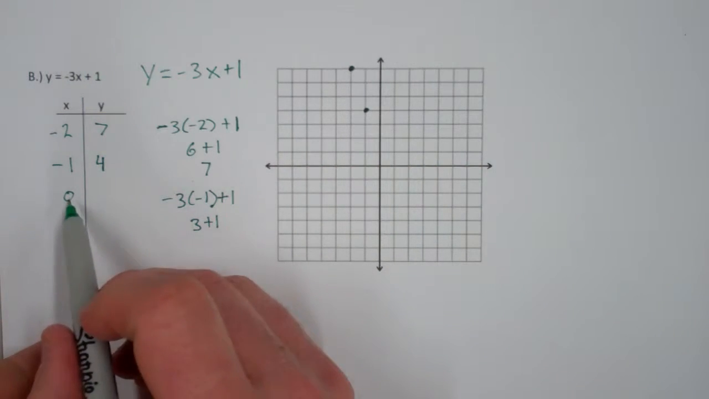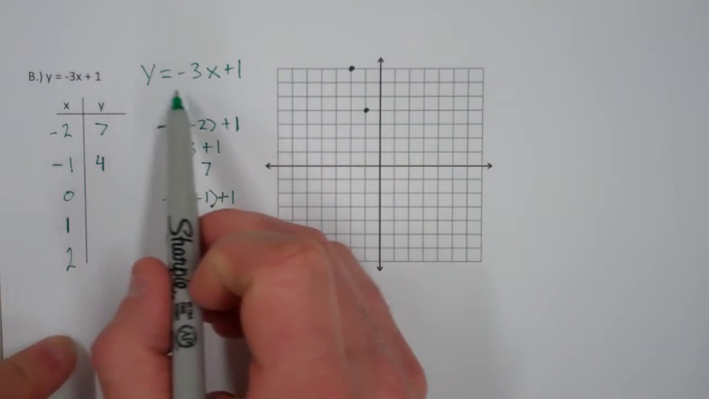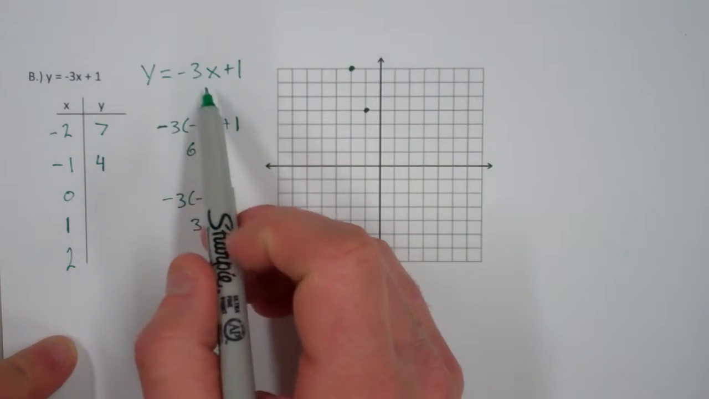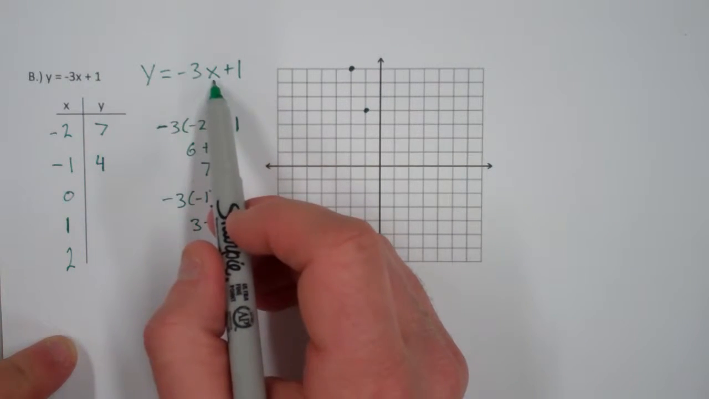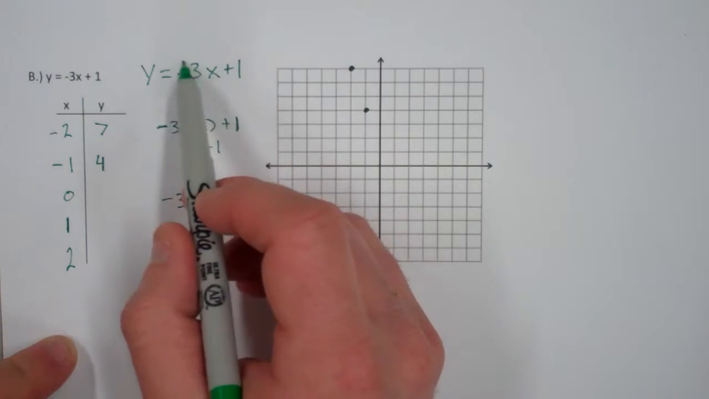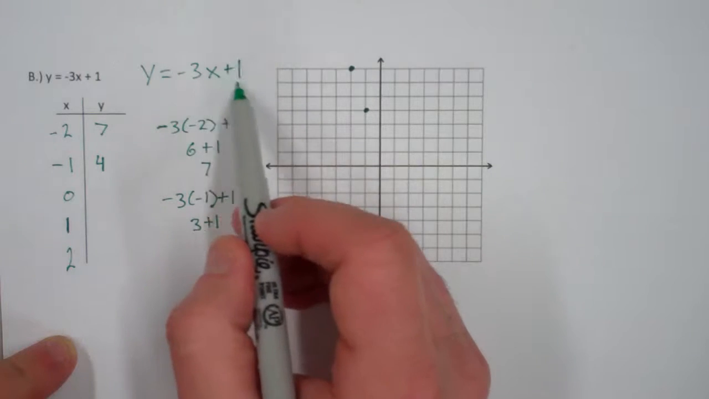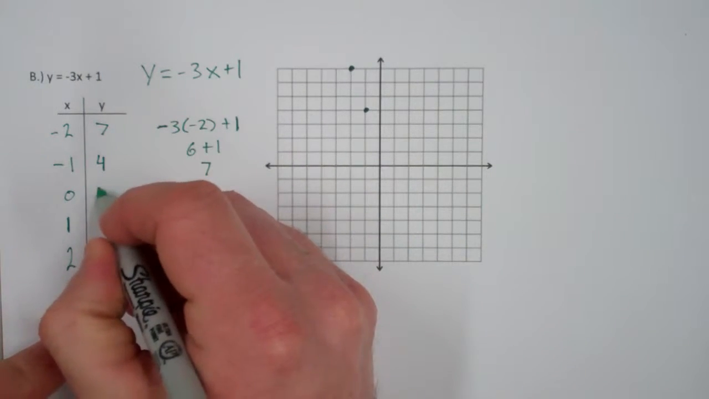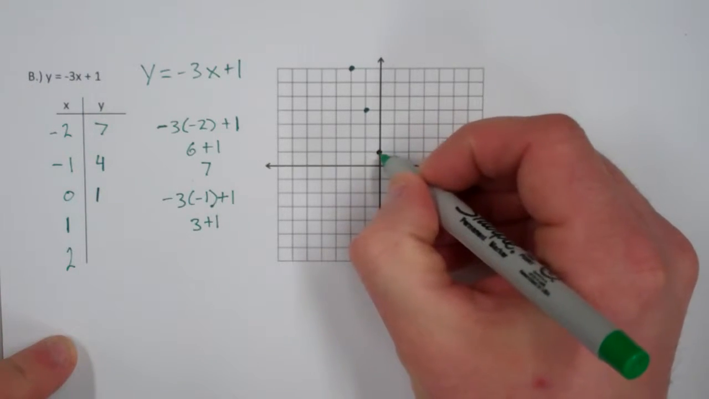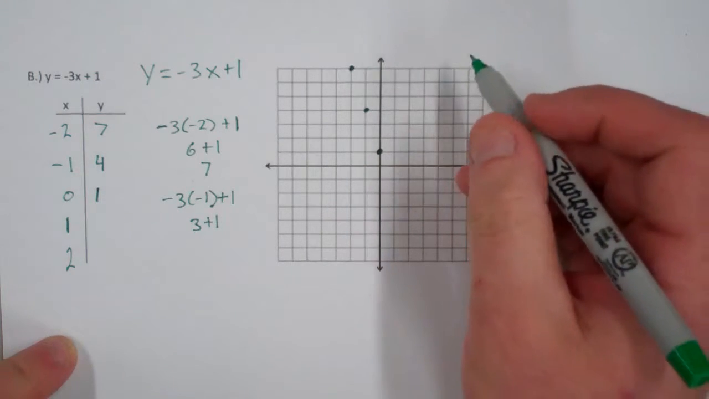Let's see, so when x is 0, well, let's take a look at this equation right here. If x is 0, this whole term is going to go away, because anything times 0 is 0. So we'll be left with just 1. 0, 1 is, in this case, the y-intercept.